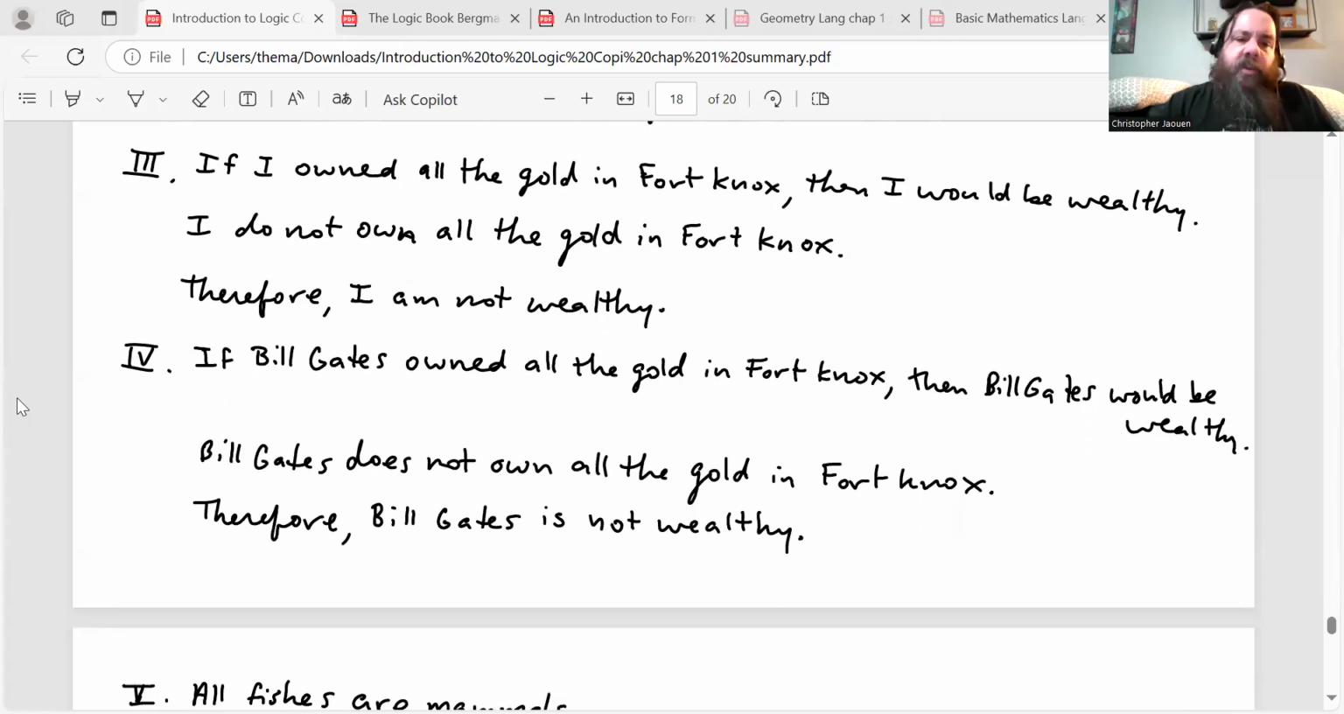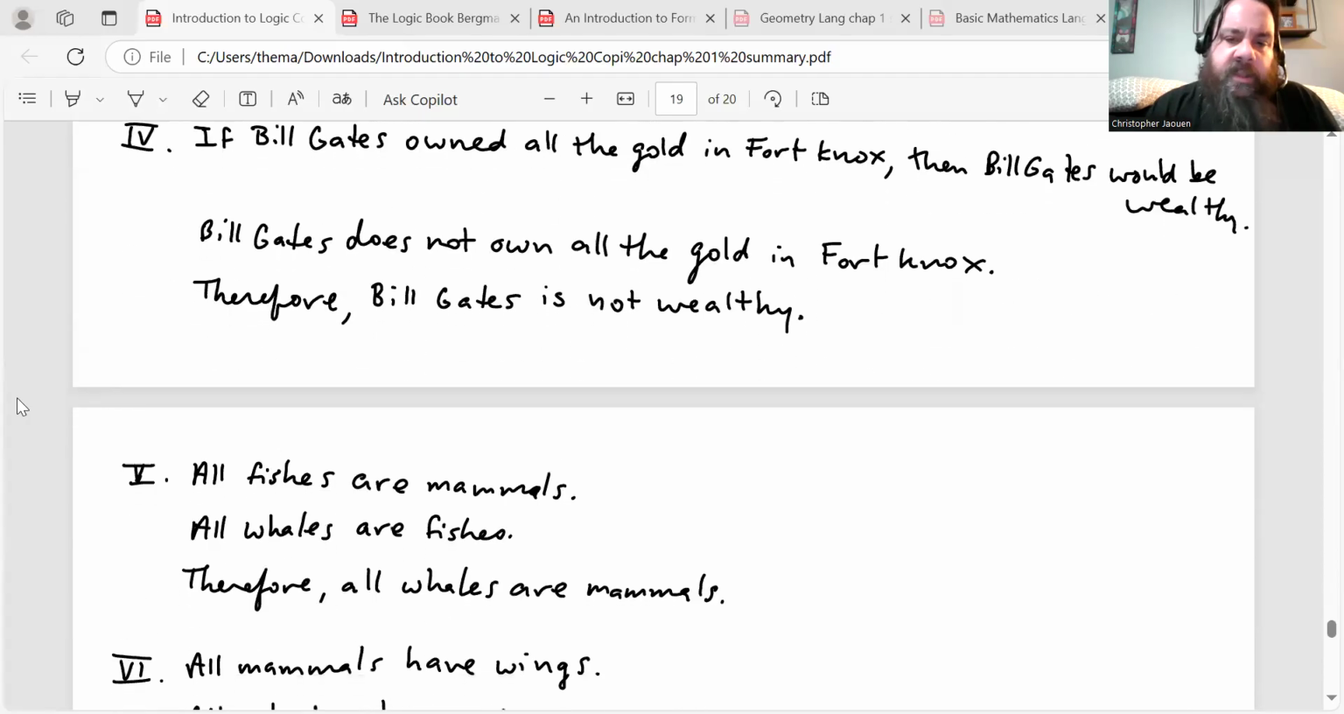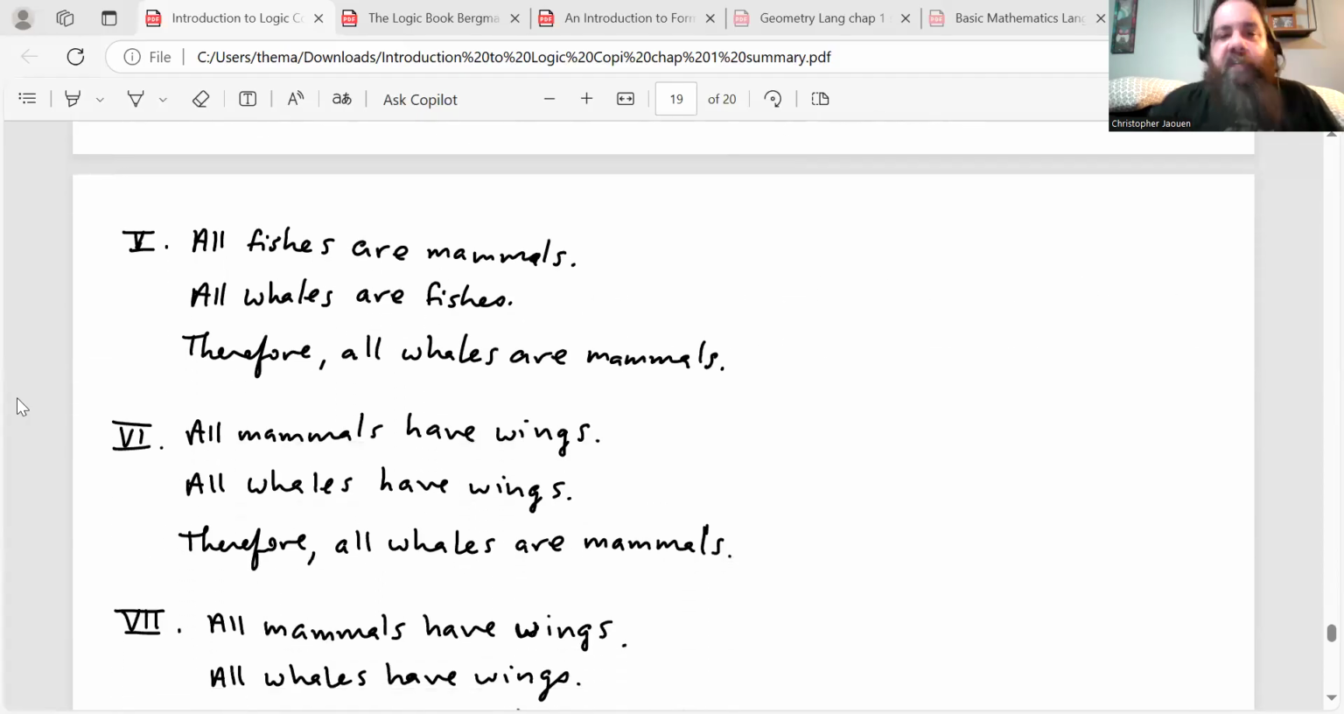Argument 4: if Bill Gates owned all the gold in Fort Knox, then Bill Gates would be wealthy. However, Bill Gates does not own all the gold in Fort Knox, therefore Bill Gates is not wealthy. Argument 5: all fishes are mammals, all whales are fishes, therefore all whales are mammals.